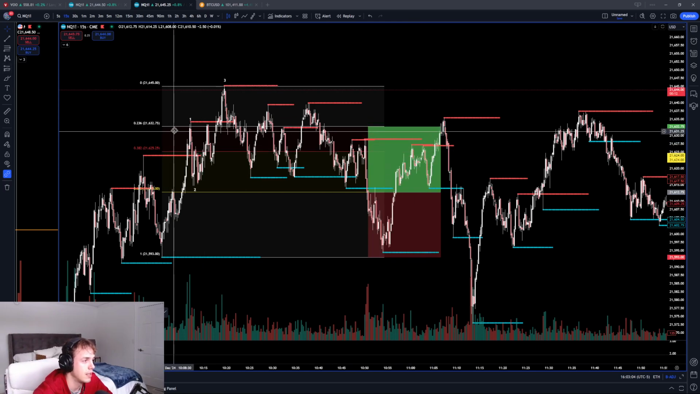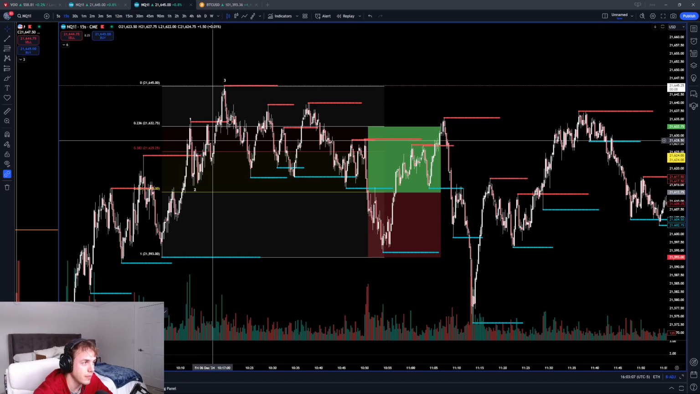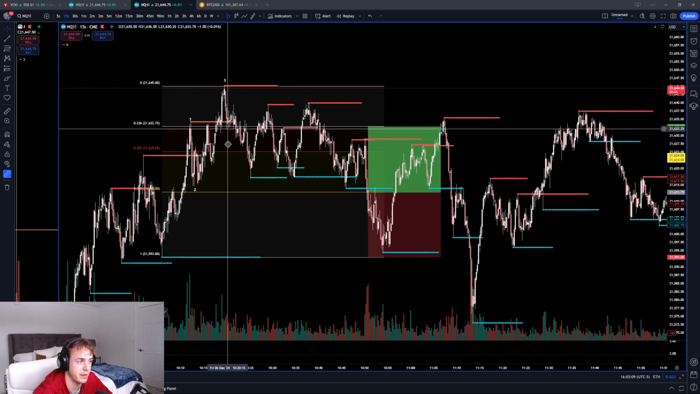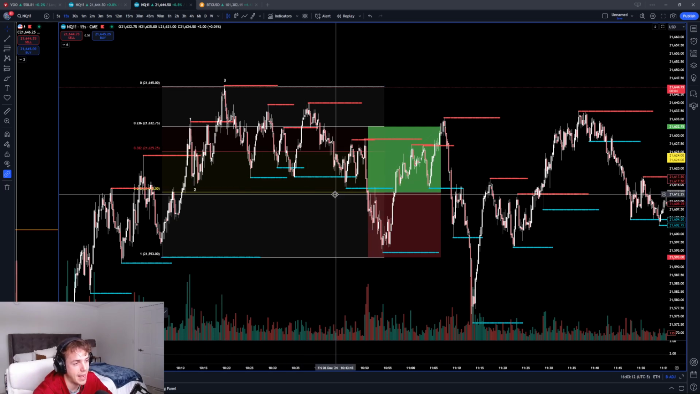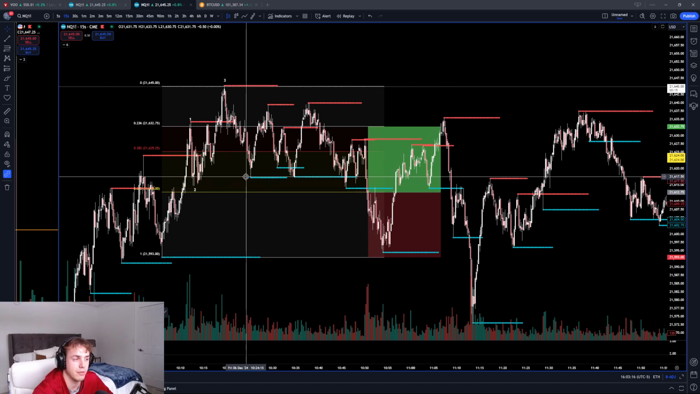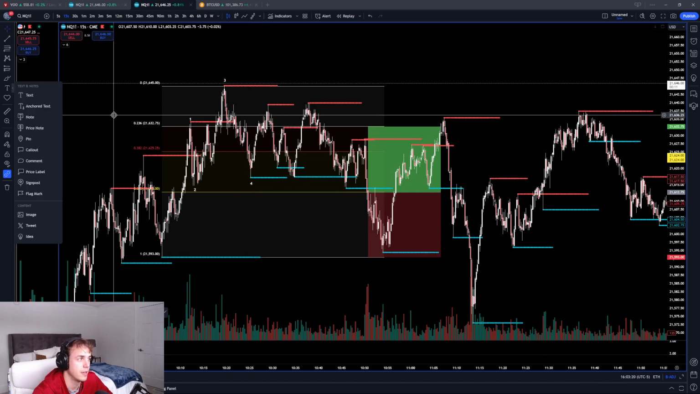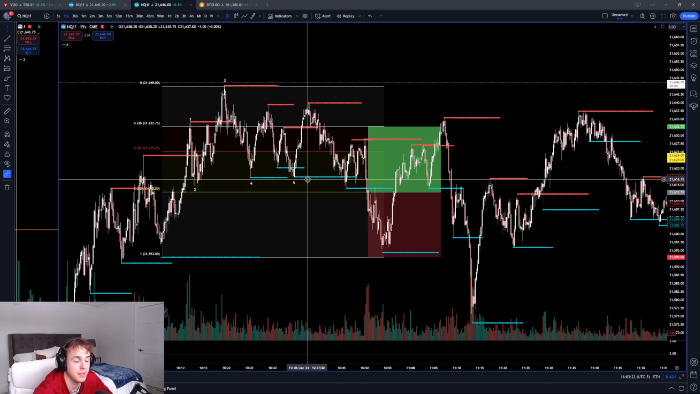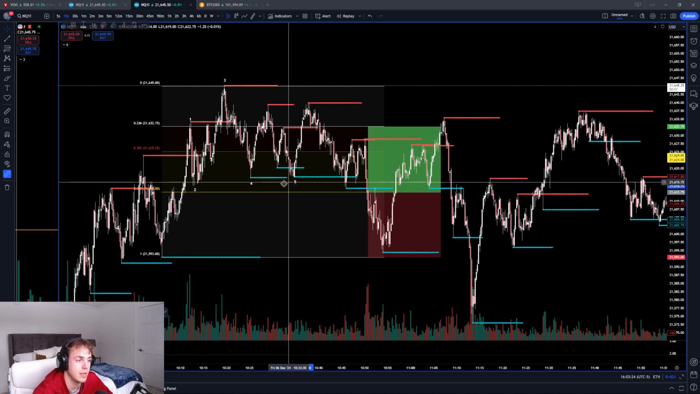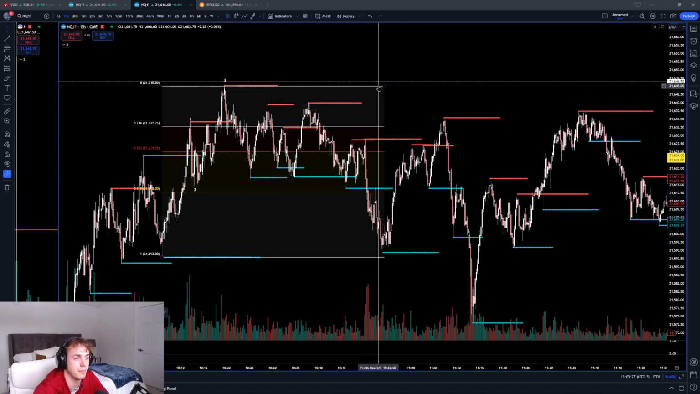So again, we break out, we pull back into this breakout zone. We break above number one, and then we break below number two. You don't have to break below number two. You could have taken this as a number four. Number five would be a double bottom, double top. But we will keep it simple.